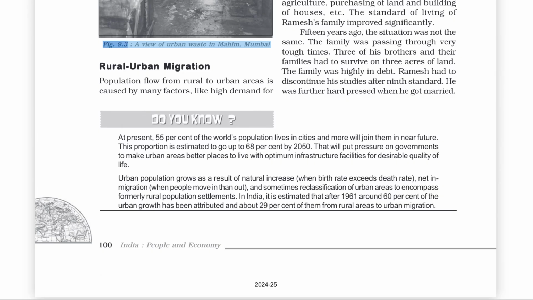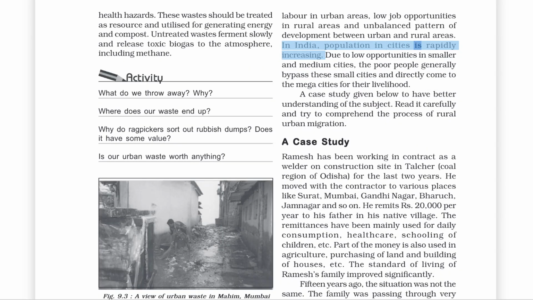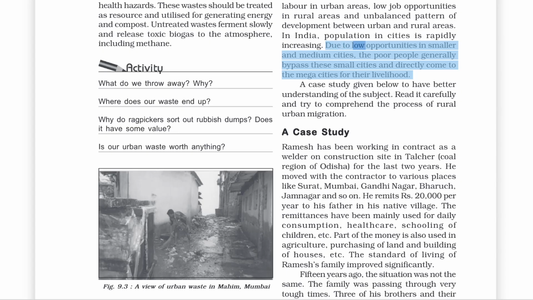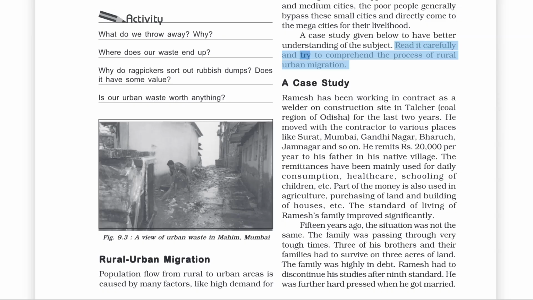Figure 9.3. A view of urban waste in Mahim, Mumbai. In India, population in cities is rapidly increasing. Due to low opportunities in smaller and medium cities, the poor people generally bypass these small cities and directly come to the megacities for their livelihood. A case study given below to have better understanding of the subject. Read it carefully and try to comprehend the process of rural-urban migration.